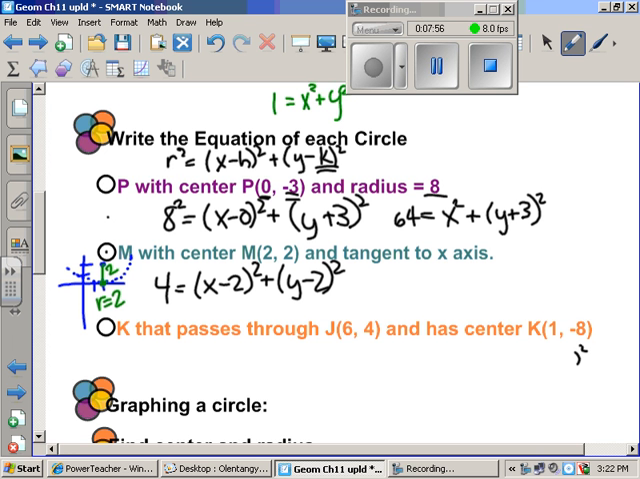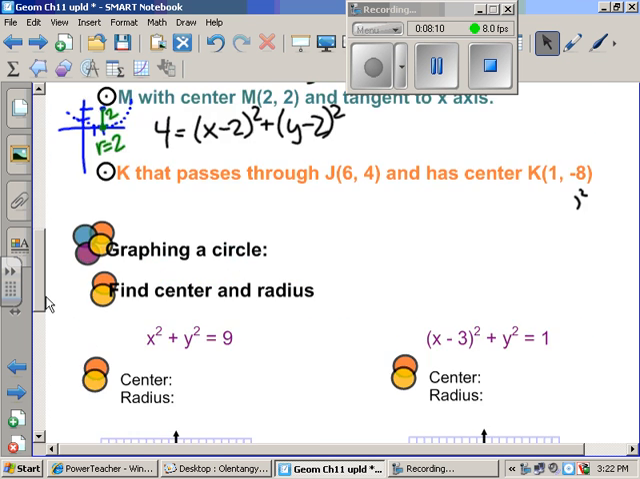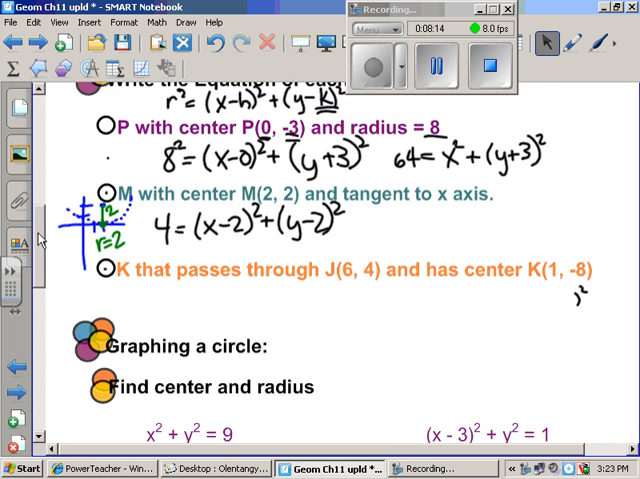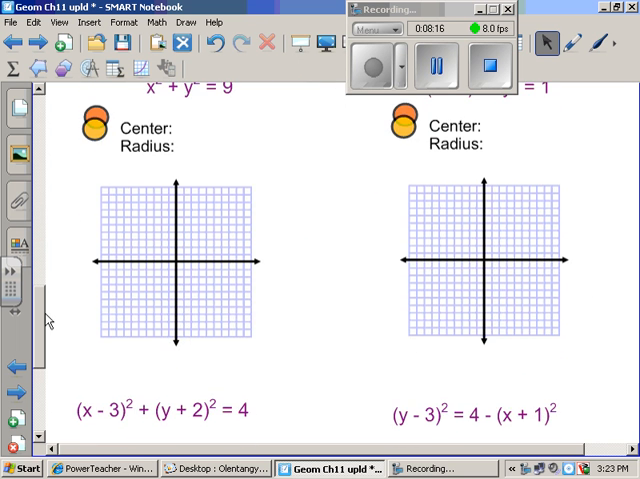The last one here has circle K that passes through J, which is (6, 4), and the center, K, which is (1, negative 8). Let's take a look at that on a graph. Its center is at (1, negative 8). So I go over 1, and then down 1, 2, 3, 4, 5, 6, 7, 8. So that's its center.